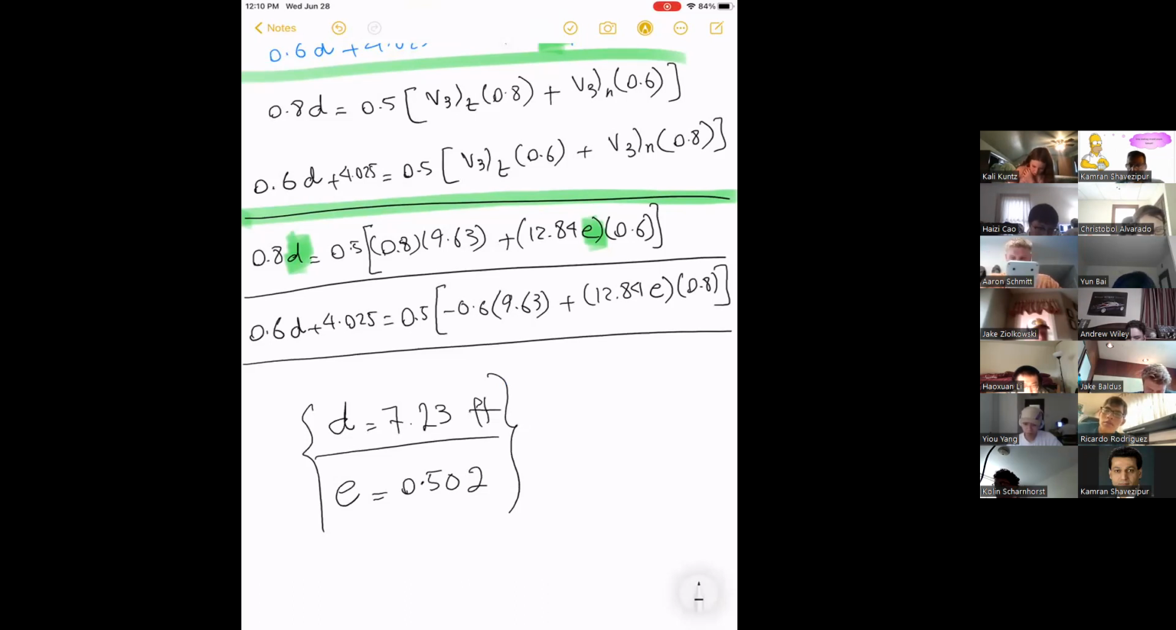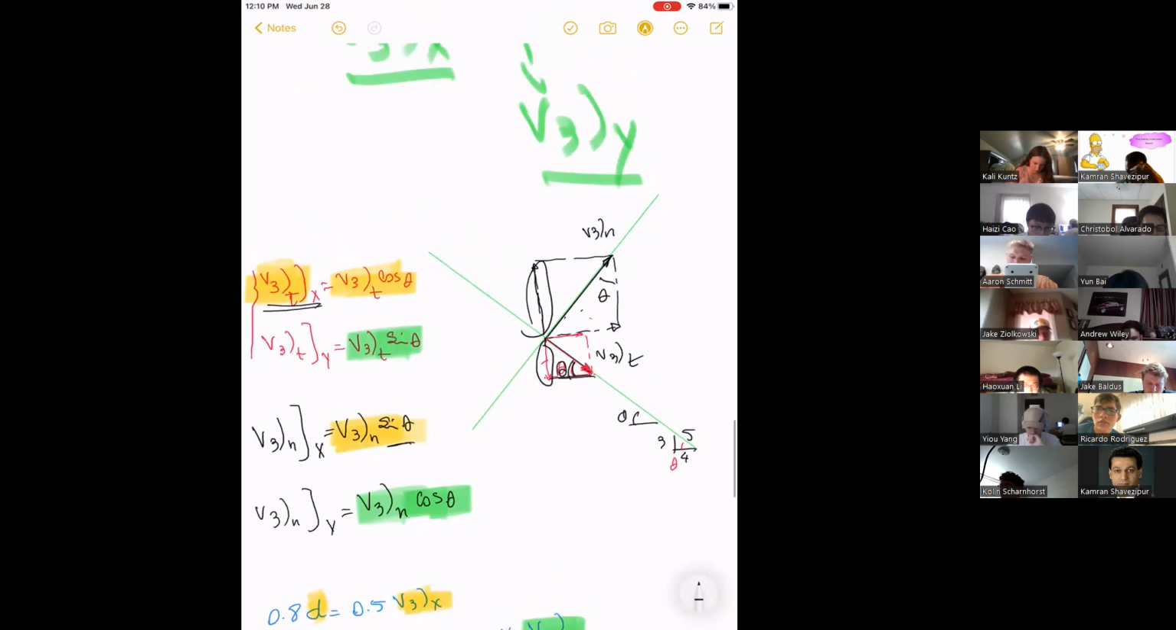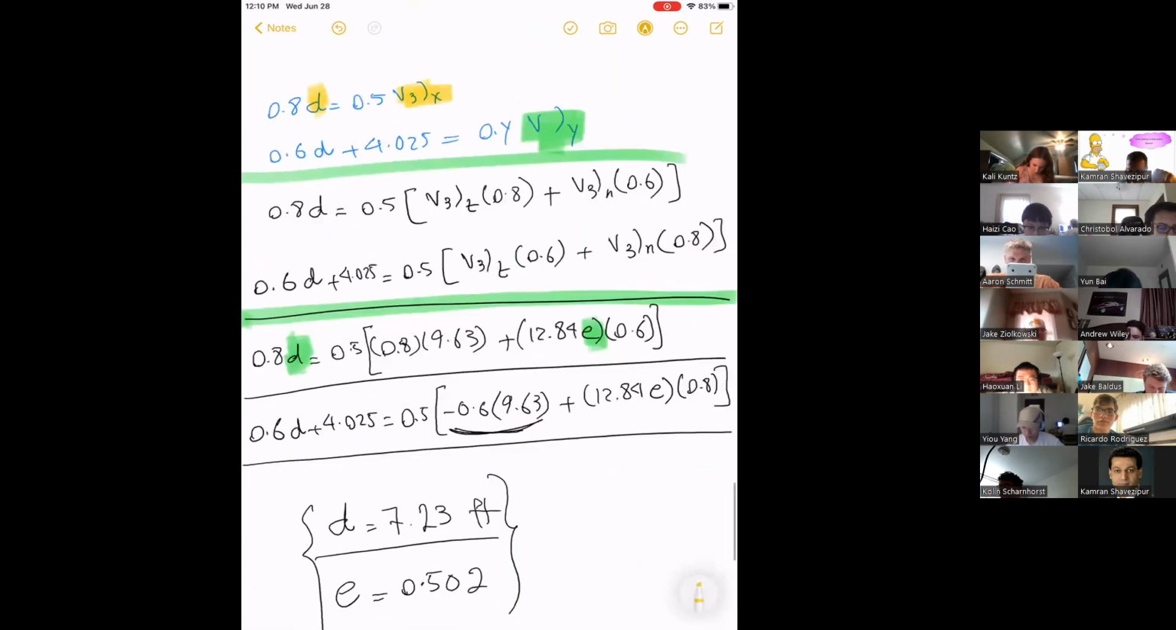I have a question. Why is it minus 0.6? Because of this one, right? You're talking about here? Yeah, exactly. Okay. If you look at the components of velocity for tangential, the x component is positive, the y component is negative. For n, both of them are positive. So when I add them, I put just the values here. When I add them, this goes down, so I have to subtract it.